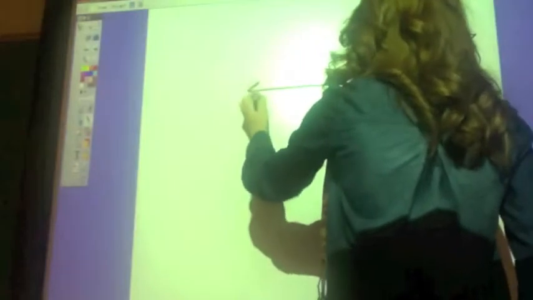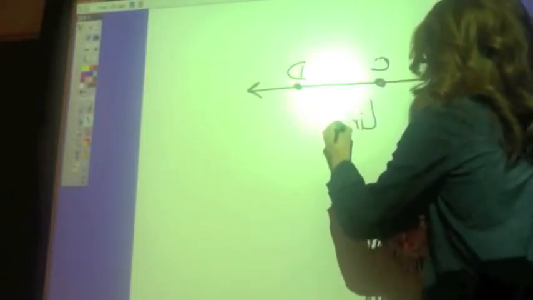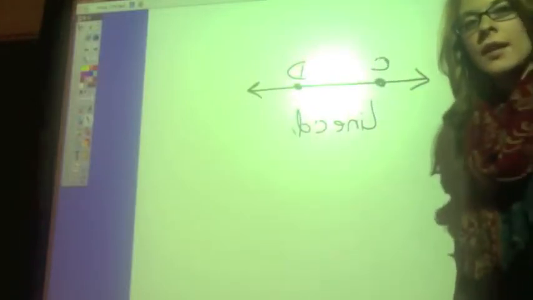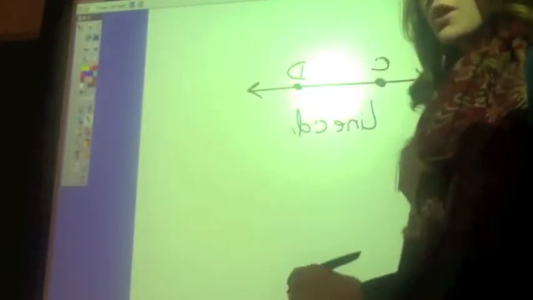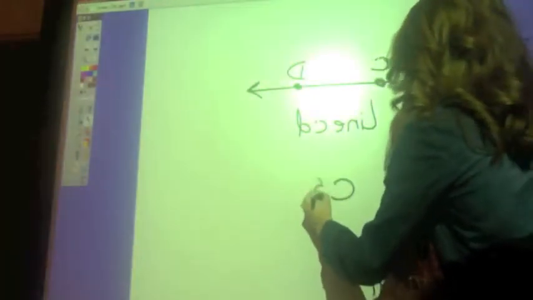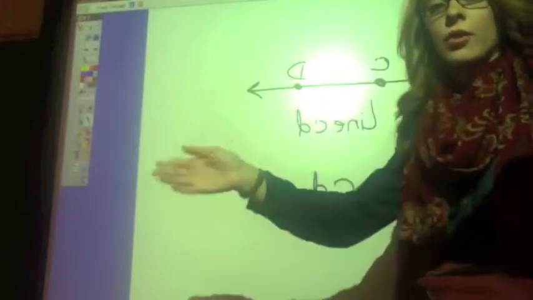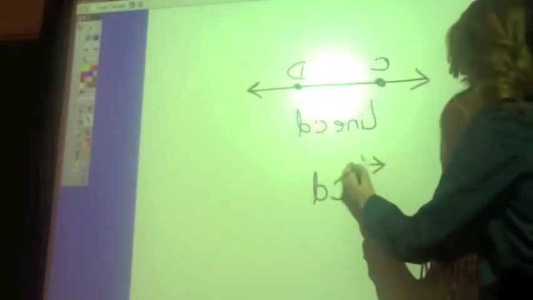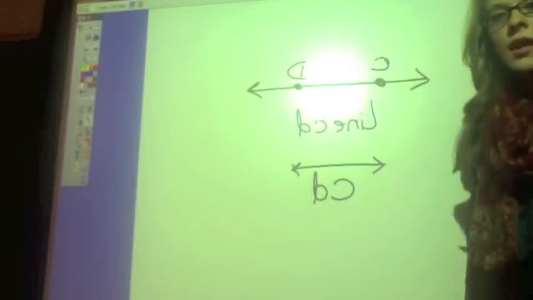If we have a line, we have line CD, so we want to write line CD. You can say line CD. Or we can also write the 2 points that the line crosses through with the symbol of a line over it. So our line extends forever in 2 directions. So we have arrows on both ends, and there's our line.